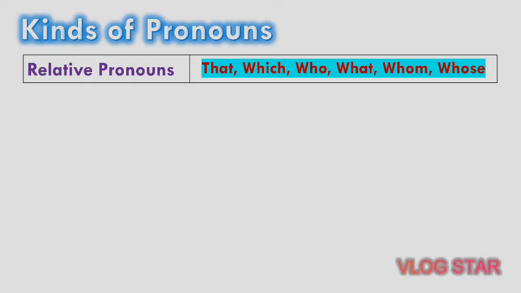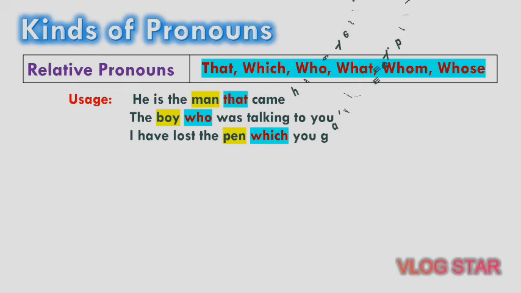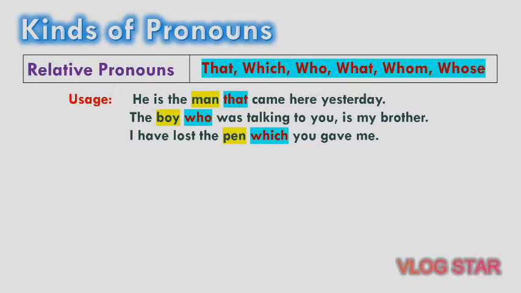And if we want to know about the usage of relative pronouns, let us see this example: he is the man that came here yesterday. So in that particular sentence, he is the man that came here yesterday, that particular relative pronoun, that, refers to the man.